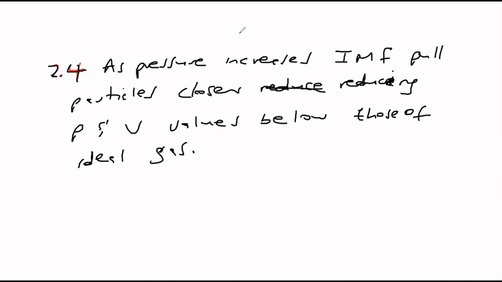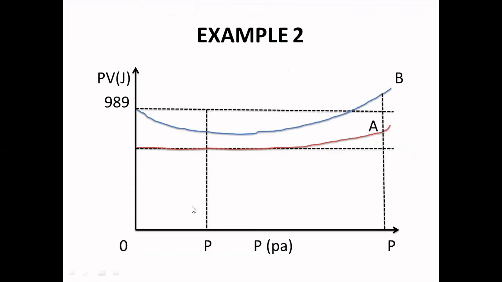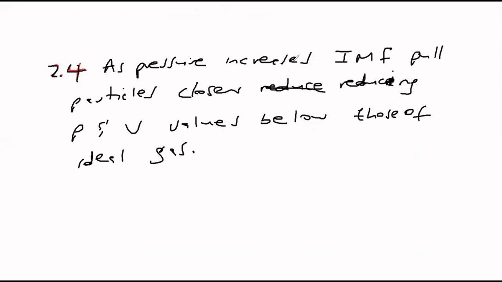Okay, let's go back to our notes. (2.5). Explain why gas B deviates from ideal gas behavior at pressure P2. Yeah, the second P here is pressure P2. So we have gas B there. 2.5, let's answer it together quickly.